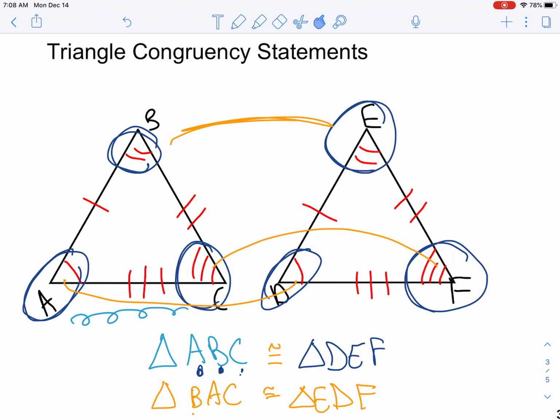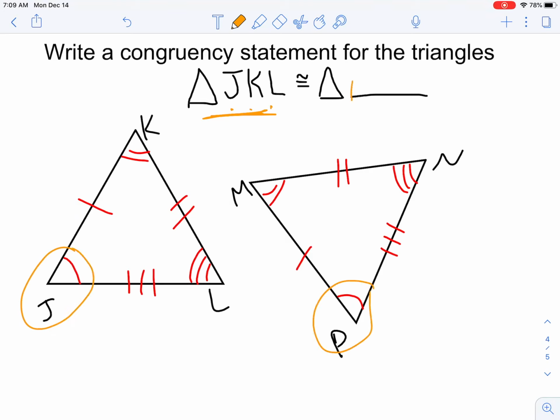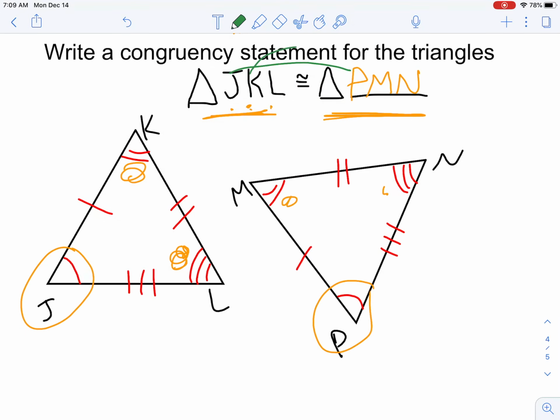So your assignment in this aspect will look more like this, where I'll give you the 2 triangles and I'll actually give you the first one. So you just need to tell me which one matches up with that specific one. So again, I just go in order. I look for which one matches up with J, then K, then L. So J has 1 arc, so does P. K has 2 arcs, and so does M. And then L has 3 arcs, and so does N. So this would be my only possible answer because they have to match up. So again, J has to match up with P, K has to match up with M, and L has to match up with N.